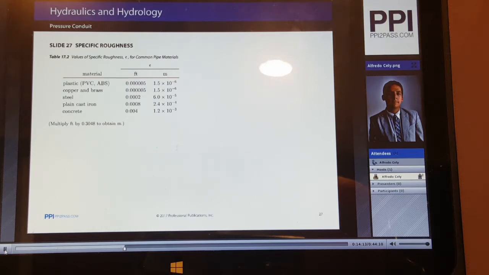So we have a 24-inch diameter concrete pipe. The relative roughness is going to be equal to the specific roughness, which is 0.004 feet, over the diameter of the pipe. So 24 inches is 2 feet in diameter. And that equals 0.002. That is the relative roughness of a 24-inch diameter concrete pipe. Now, let's look at a 1-inch diameter steel pipe.